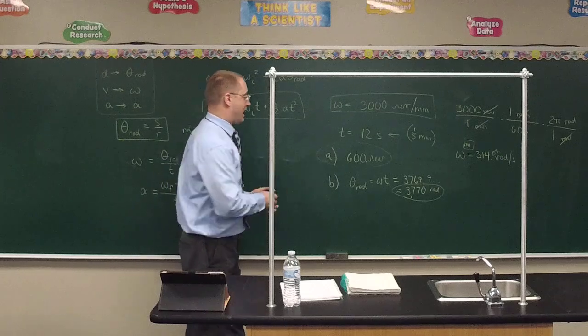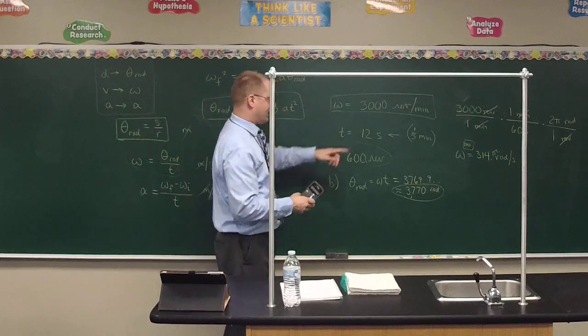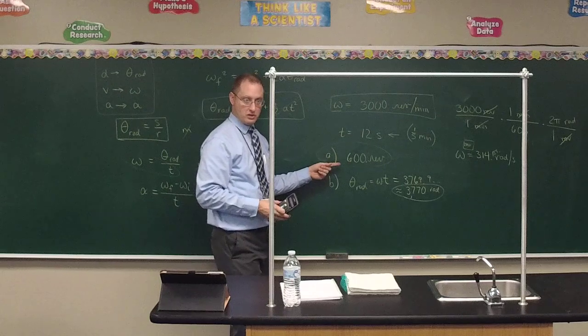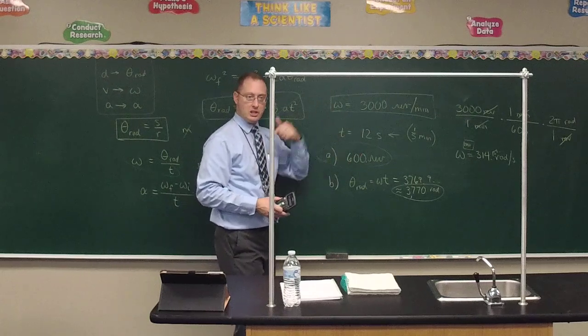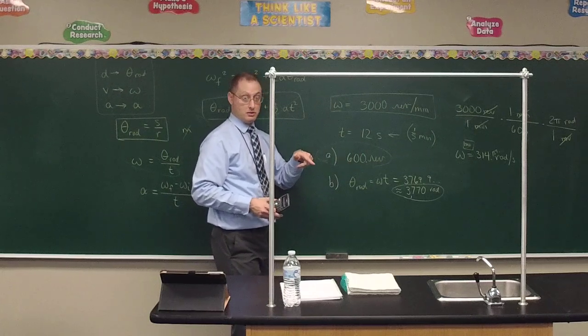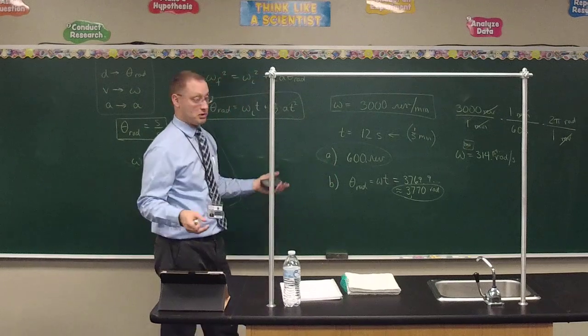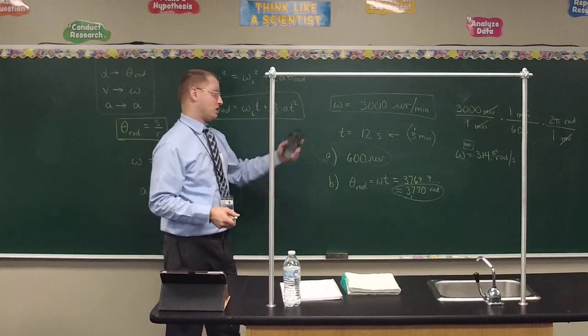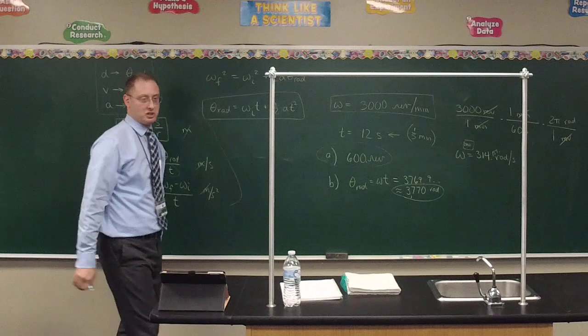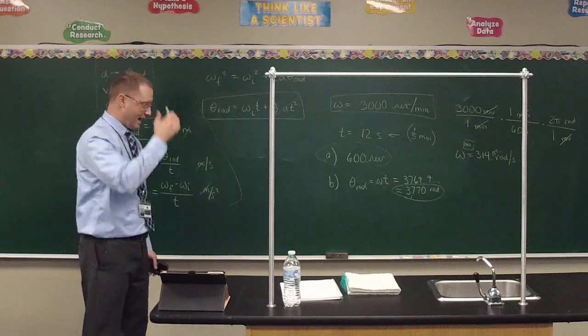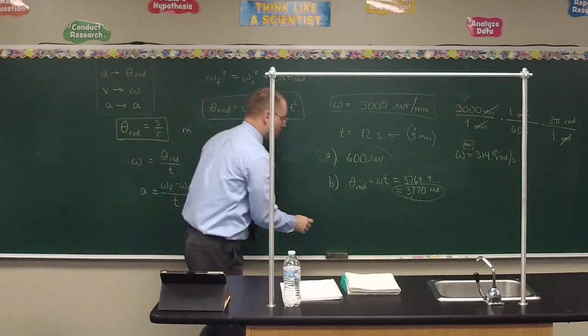We just said, letter A, that during the 12 seconds, it makes 600 revolutions. Remember, every revolution is 2 pi. So perhaps an easier way to get it would just be that times 2: 600 times 2 pi, and you'll get the same answer. Either way would work for that 3,770 radians.